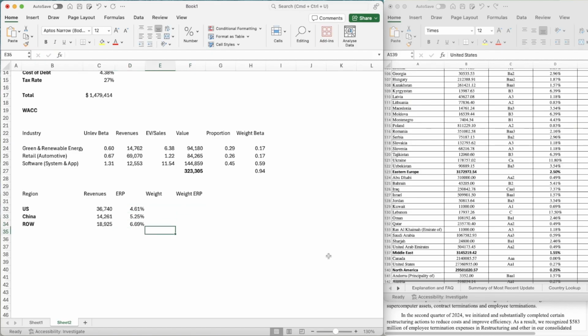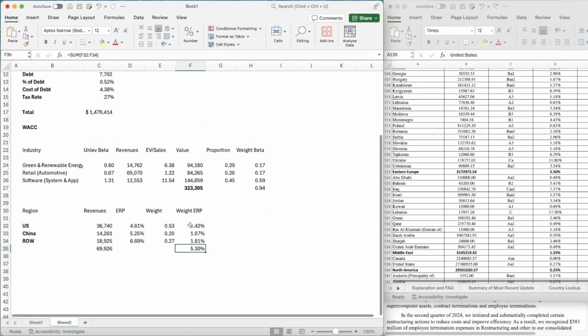So the weight is, we just need to sum the revenues up. The weight is your revenues divided by the total revenue. Lock that in. 2 decimal places. Then we just go ERP multiplied by the weight. Needs to be in a percentage though. Fill it down. And we just sum them up. 5.3%.